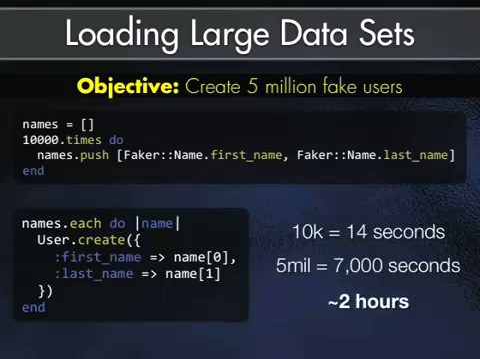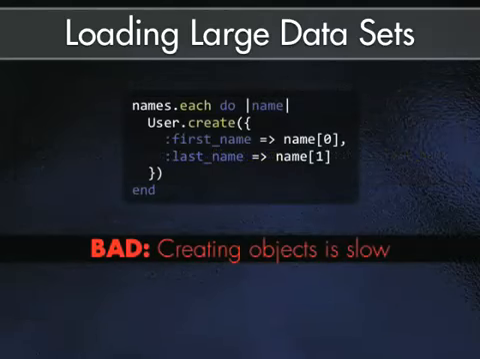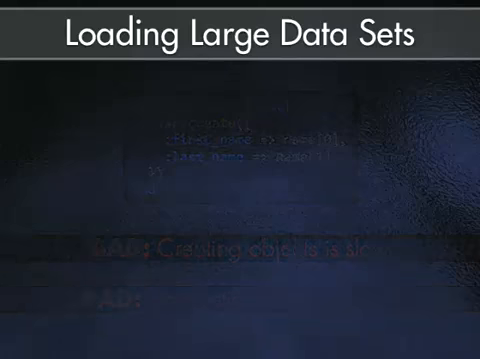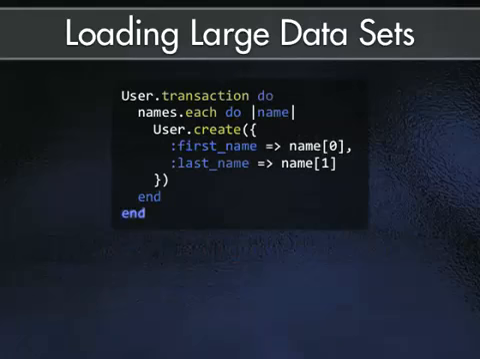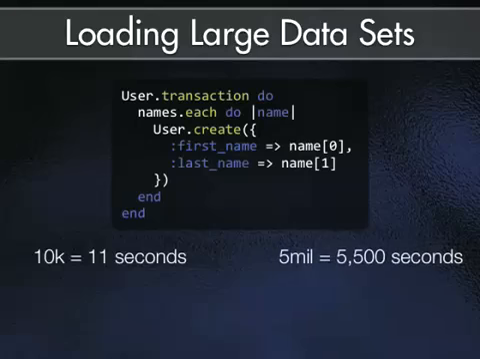Now this is obviously slow, but it's slow for 2 reasons. The first of which is obvious, because creating objects is slow. The second, though, is because this does a transaction on each insert statement, and transactions can slow things down. So the first thing we can do to speed this up is to wrap it in a single transaction. This would take about 11 seconds to run, which comes out to about 5,500 seconds for 5 million, which is about 1.5 hours. A little quicker, but not really quick enough.